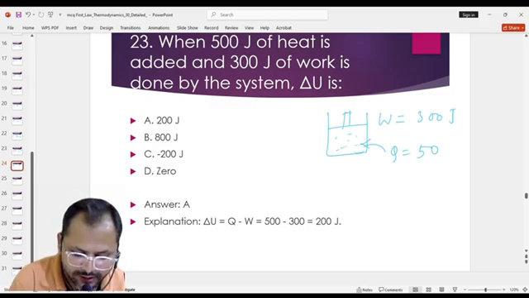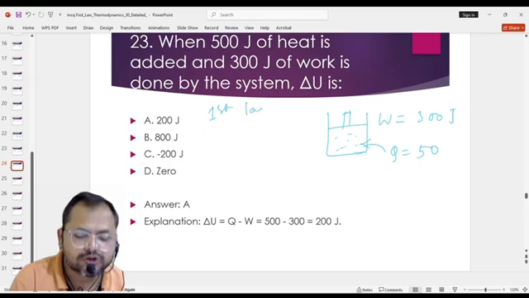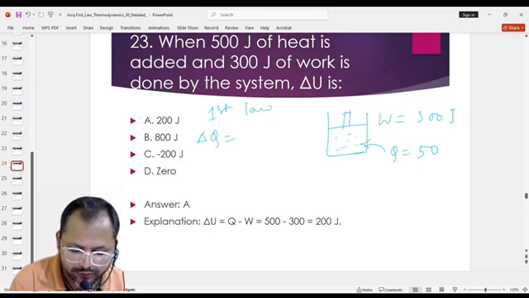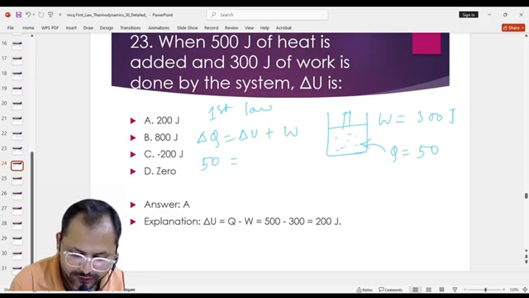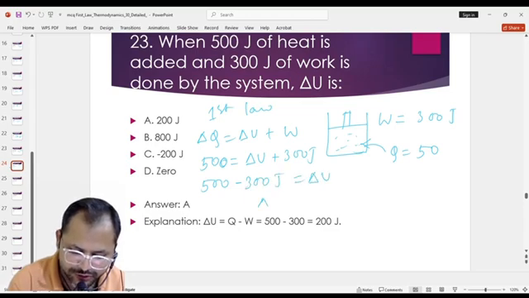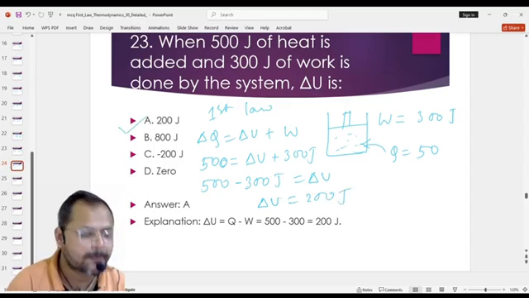So by the first law of thermodynamics, delta Q equal to delta U plus work done. Sorry, heat is 500 joule, and work done is 300 joule. So internal energy you have to find out. 500 joule minus 300 joule equal to change in internal energy. So change in internal energy equal to 200 joule. So option A is the correct answer.